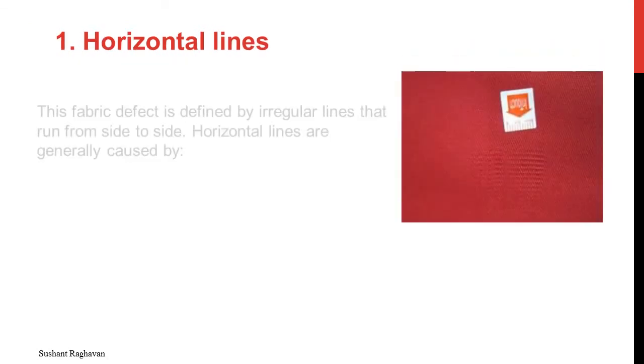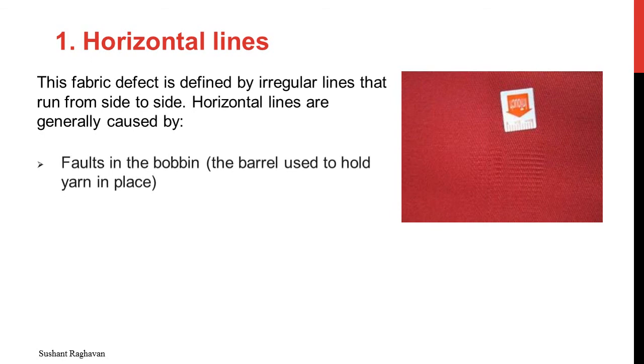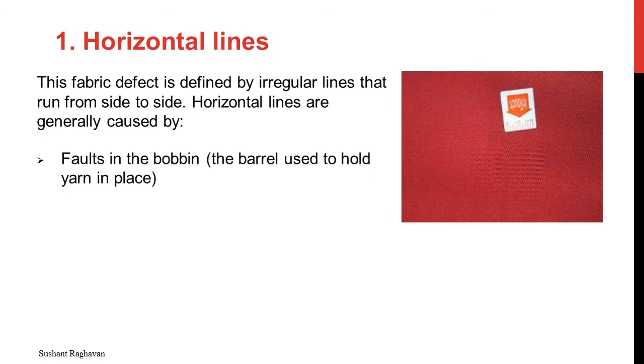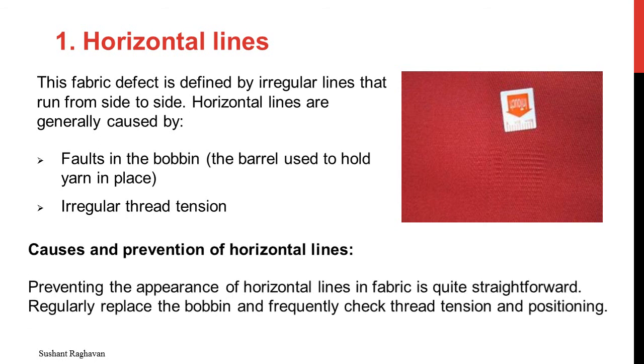Horizontal lines. This fabric defect is defined by irregular lines that run from side to side. Horizontal lines are generally caused by faults in the bobbin, the barrel used to hold yarn in place, or irregular thread tension. Causes and prevention of horizontal lines. Preventing the appearance of horizontal lines in fabric is quite straightforward. Regularly replace the bobbin and frequently check thread tension and positioning.